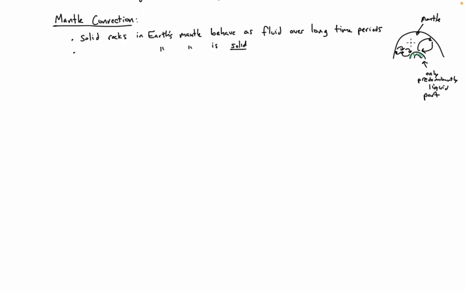And it will partially melt sometimes, and that's where a lot of magma comes from, but it's 90-some percent solid. All right, so kind of like the other examples that we gave, the Earth's surface is cooling, it's losing heat.